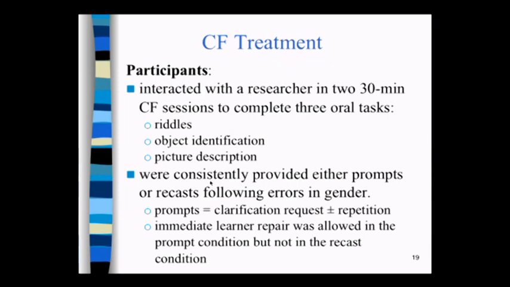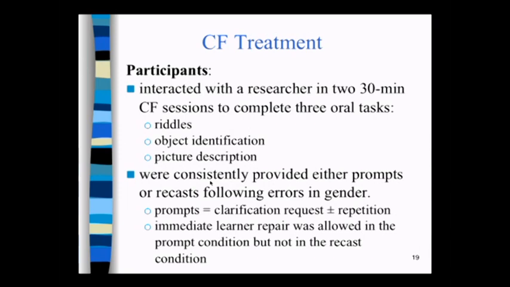And then for the feedback treatments, as I said, it was one-on-one. We designed different tasks that again included a set of riddles. We used picture description and object identification. And what we did in this study, so prompts were basically clarification requests. And if the clarification request didn't elicit self-repair, then the researcher used repetition of error. And normally that wasn't the case. Normally, the clarification requests were sufficient to elicit self-repair.